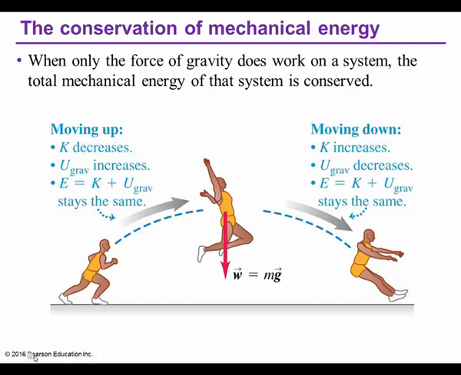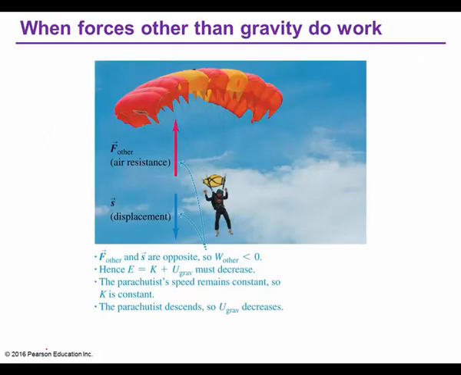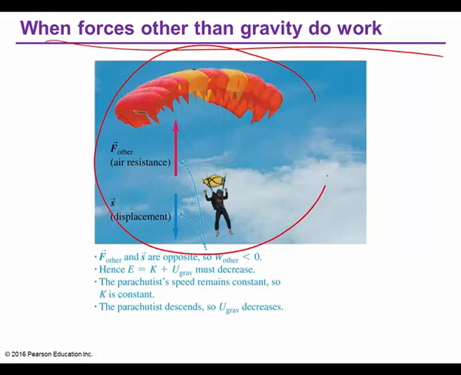Columbia is a perfect example of that. Okay, and again, here we see the example of the parachute when you have forces other than gravity doing work. So what were the forces here? Well, it's going to be air resistance, isn't it? So not only do we have the force of gravity, weight, but we also have air resistance.